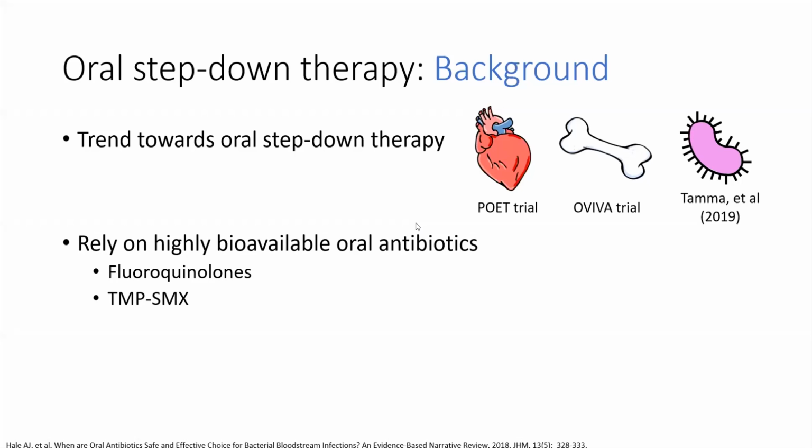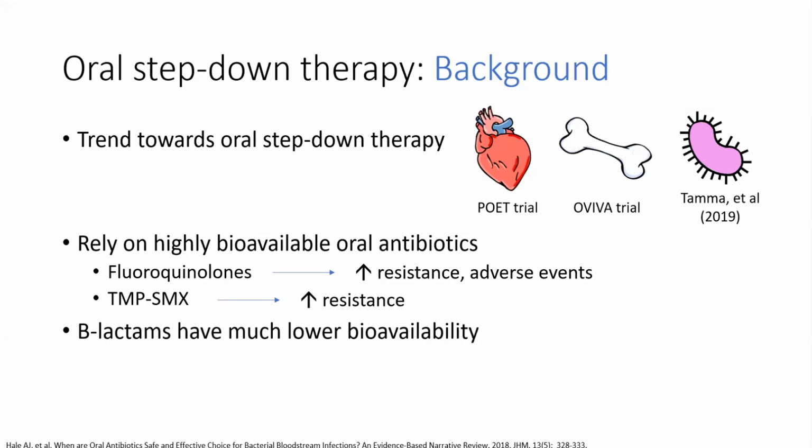However, all of these studies relied heavily on highly bioavailable oral antibiotics such as fluoroquinolones and Bactrim. And in GNR bacteremia in particular, there's been increasing resistance to these antibiotics. And with fluoroquinolones specifically, there's been increasing concern about adverse events, specifically an increased risk of aortic aneurysm and dissections.